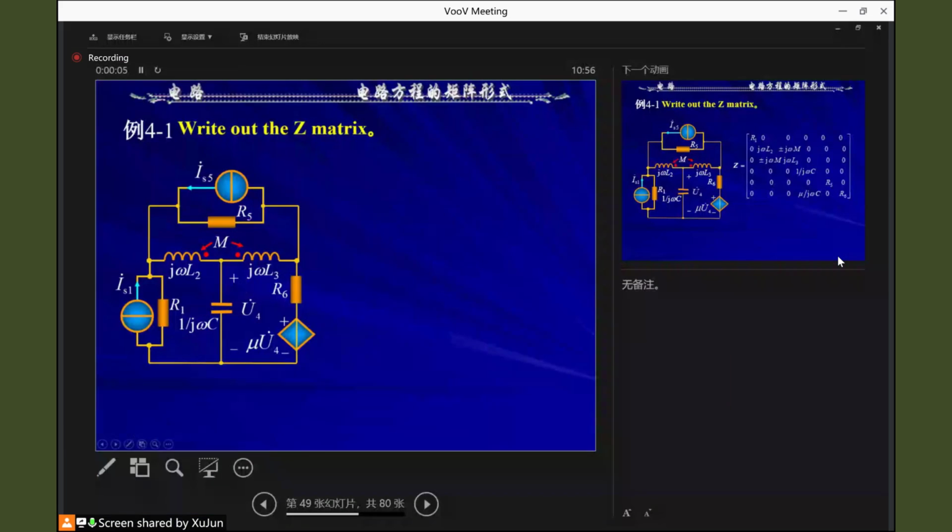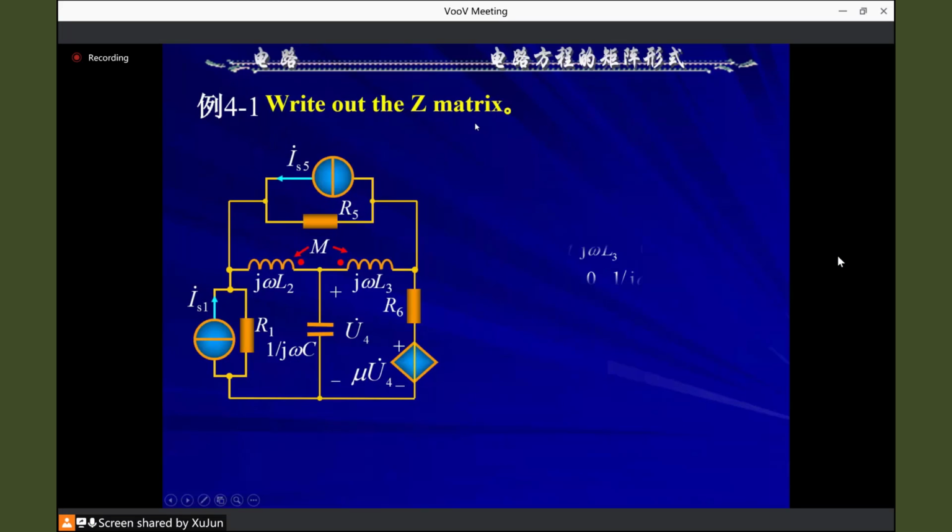For this example, we need to write the Z matrix. The Z matrix means we add the branch impedance matrix Z, and Z is used to express the VCR function: U equals Z times I plus IS minus US. This is a Z matrix.